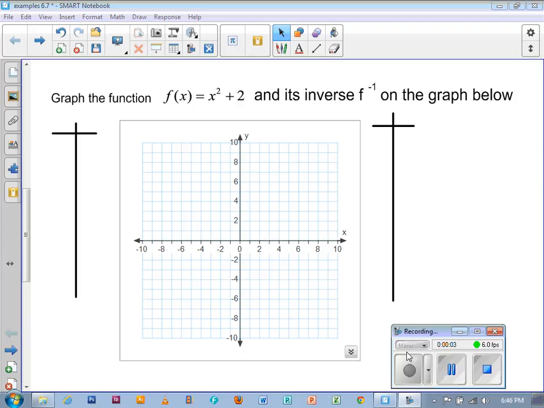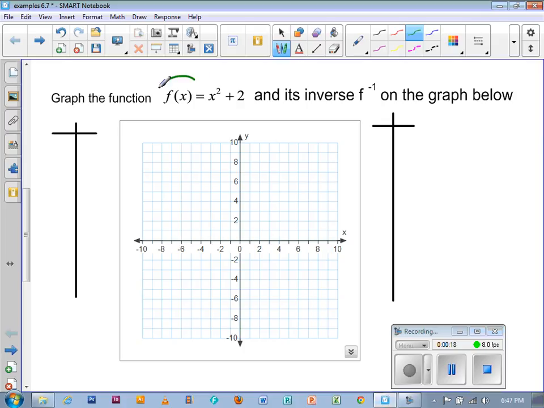This is video number 2 from lesson 6-7, finding inverses, in this case of quadratic functions. Again, we're going to try and hopefully build on what you already know how to do. What I want you to do is take this function right here that I provided you, and our objective will be to graph this function and its inverse again on the same grid.